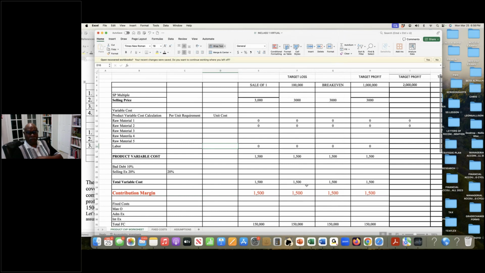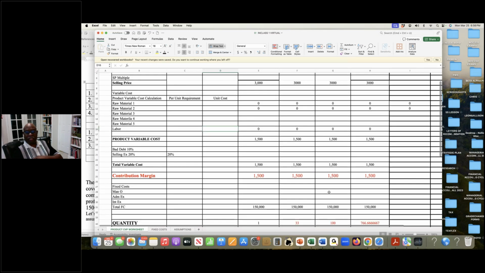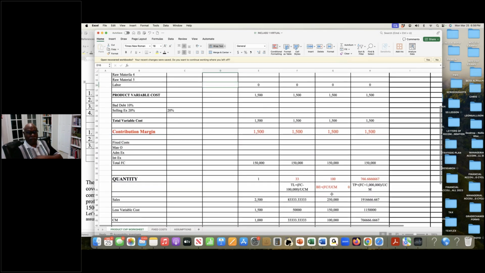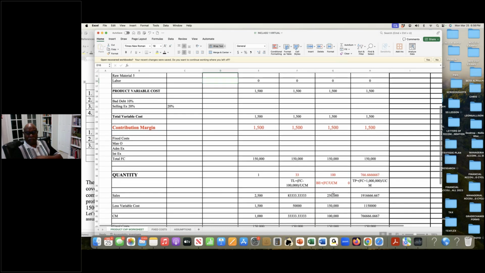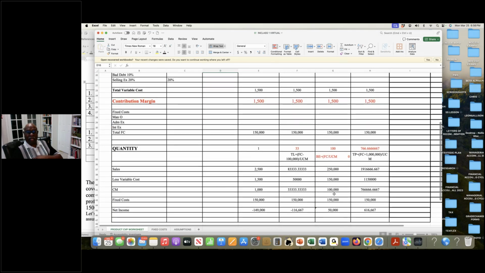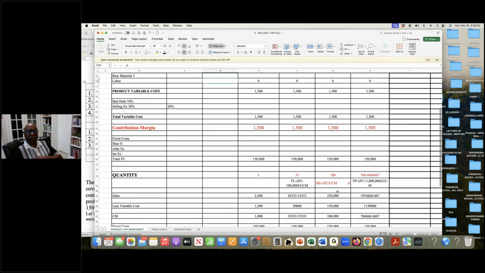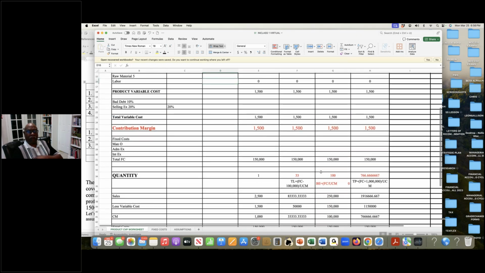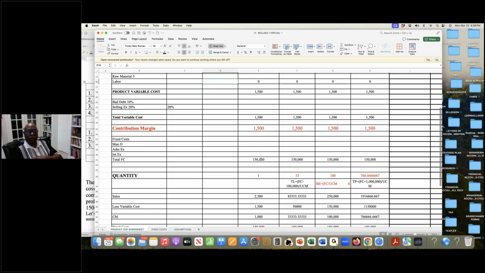So what's our contribution margin now? Would it still be 1,500 or would it be 1,000? How much? I got 1,500. Okay. So the quantities, let me see here something. Our fixed cost is how much? 300,000. Yeah.